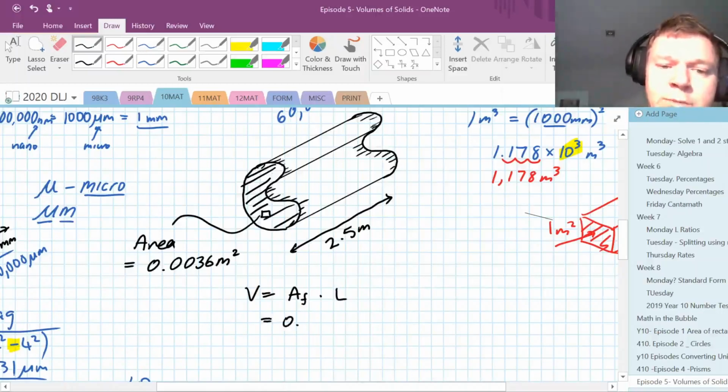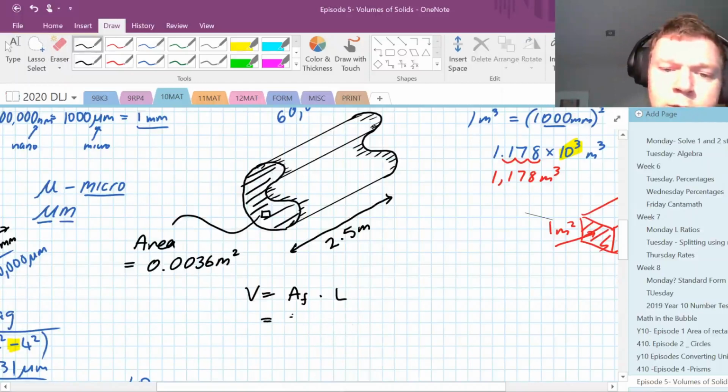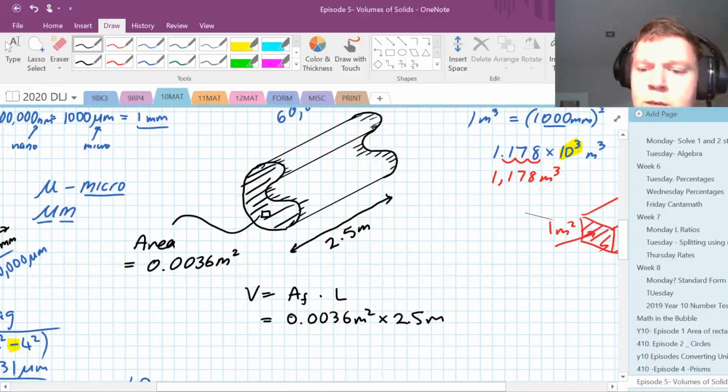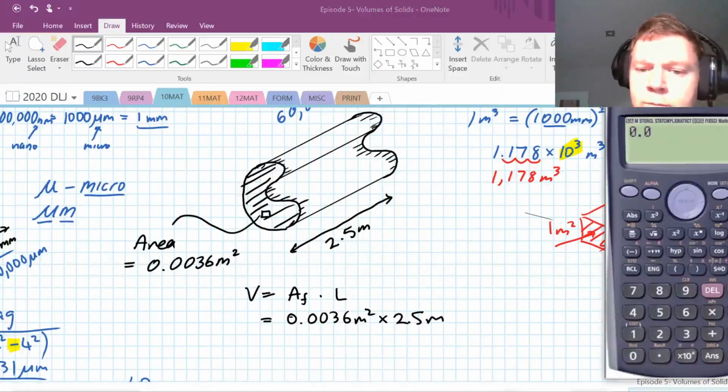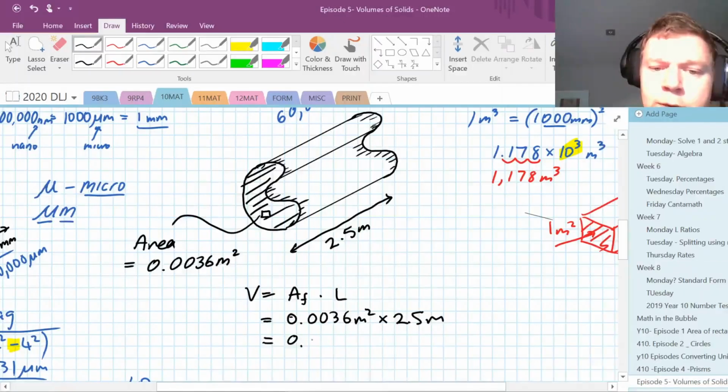So it's just going to be 0.036 meters. Oh, there's an extra 0 in there. 0.0036 meters squared times 2.5 meters. 0.0036 times 2.5. 9 times 10 to the negative 3 is going to be 0.009 meters cubed.